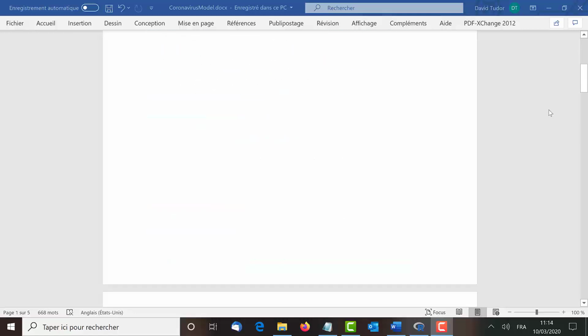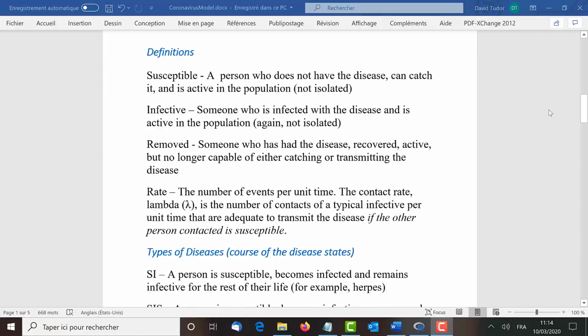So we'll start with some basic definitions. I'm going to do this fairly rapidly. This is mathematics. Most people don't love mathematics, so I will try to minimize, but we can't do mathematical modeling without looking at the mathematics part. At any rate, the basic definitions that we use: a susceptible person is someone who does not have the disease, is able to catch the disease, and is active in the population, that is moving around, coming in contact with other people as you do in your normal lives.